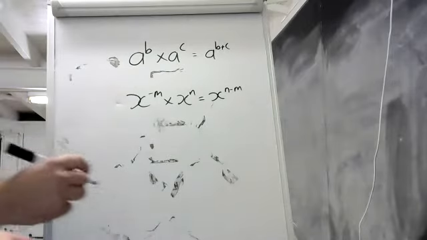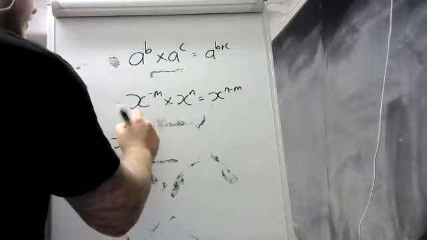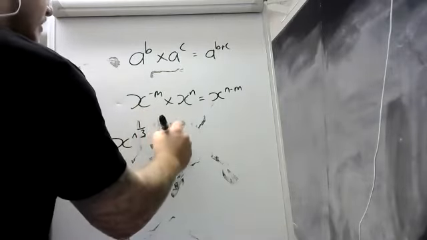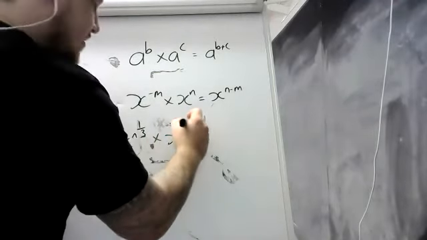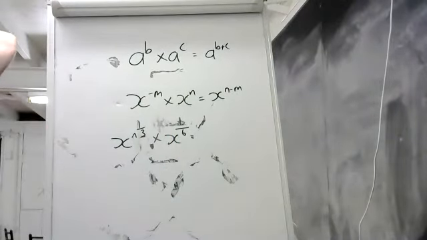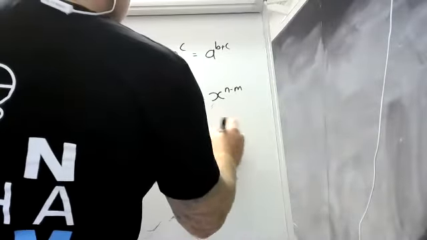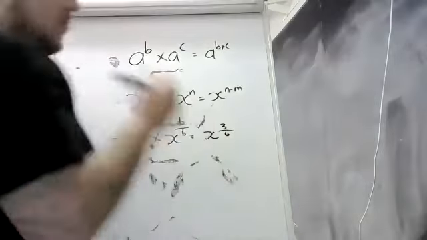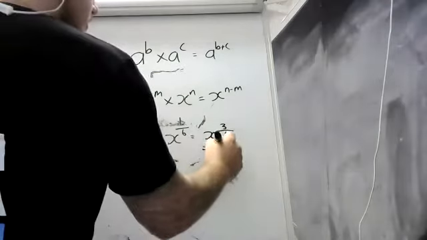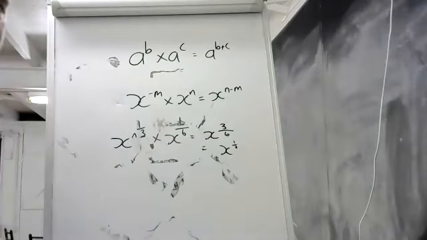What about fractional powers? So if we've got x to the power of 1/3 times x to the power of 1/6. What will we do then? It would become x to the power of 3 over 6. Yeah, x to the power of 3 over 6. And we would then simplify that down again. x to the power of 1 over 2, or x to the power of a half. Sweet. All good with that.